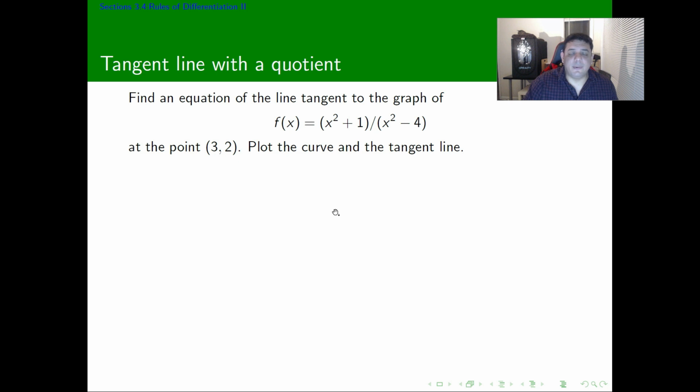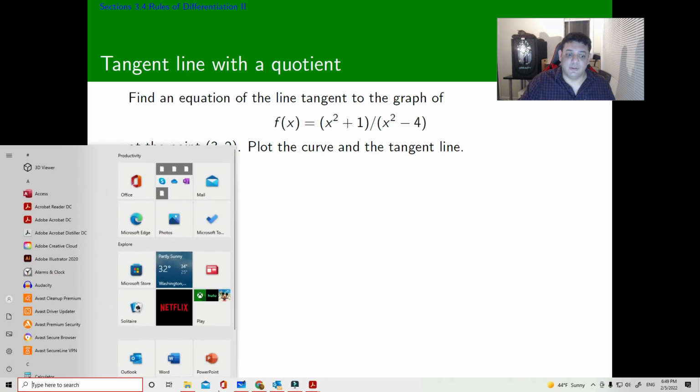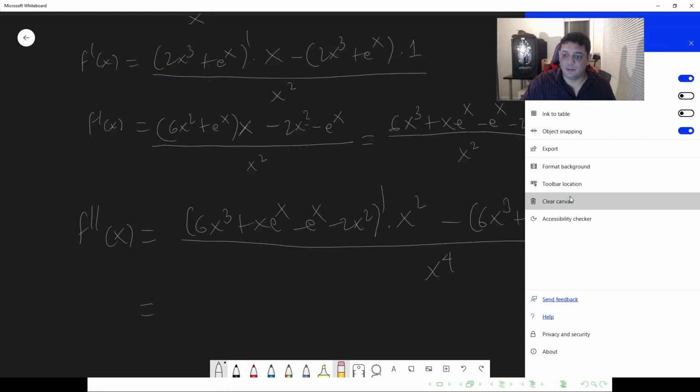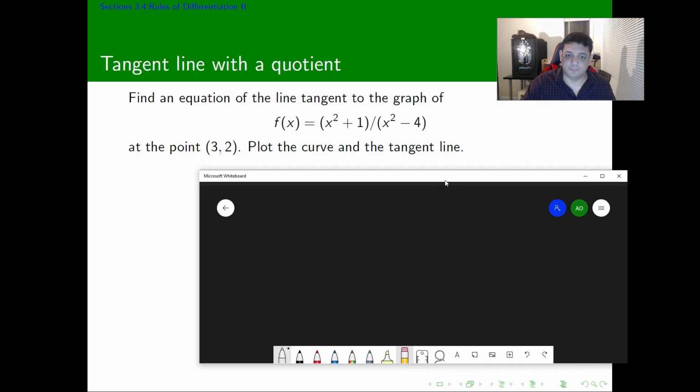Now, with this type of function, we can still do the equation of a tangent line, of course, and it's going to be a little bit more involved since we have a quotient and then we have to plug in and actually get the real value. So let's check this with an example. We have the function f of x equals (x squared plus 1) divided by (x squared minus 4), and we care about the point (3, 2).